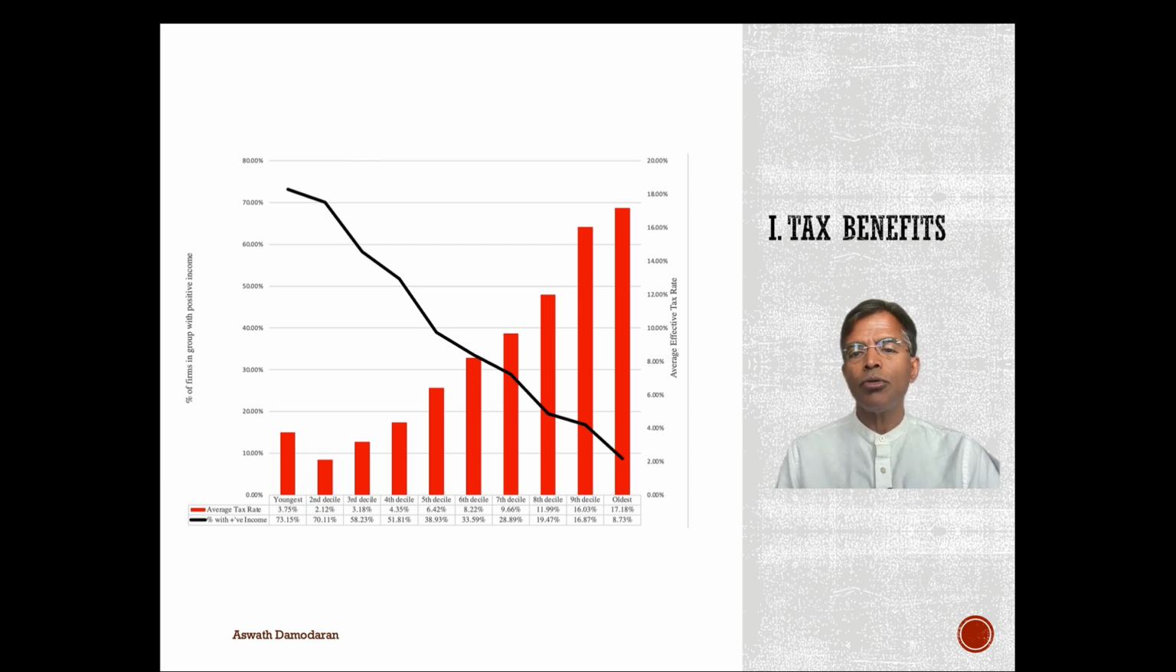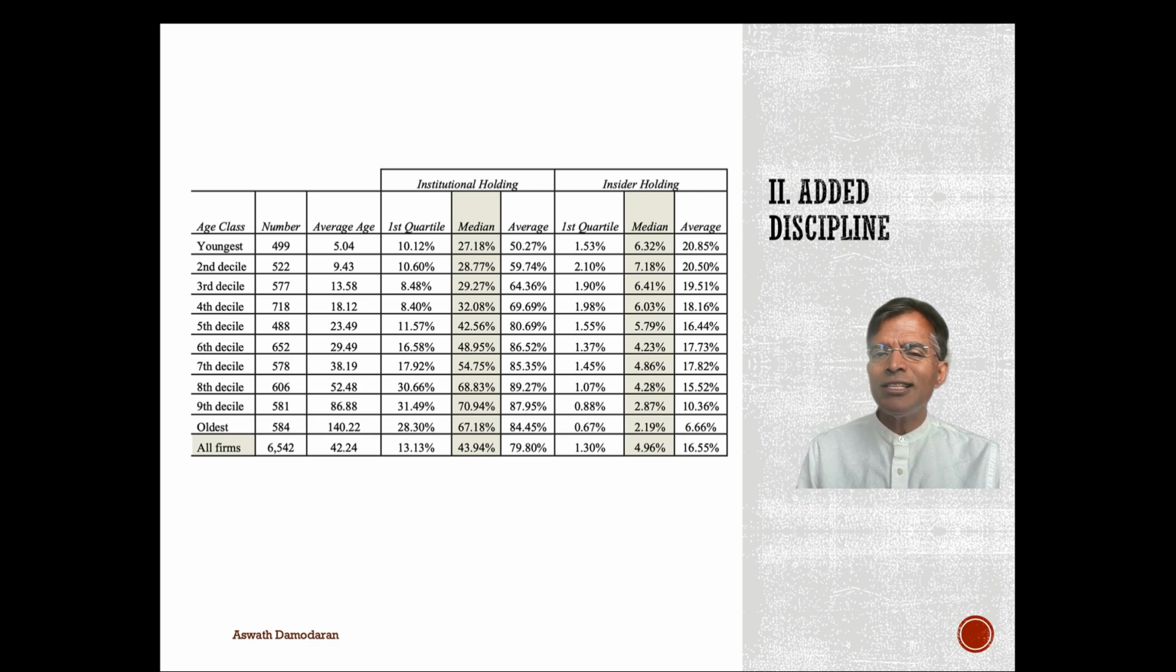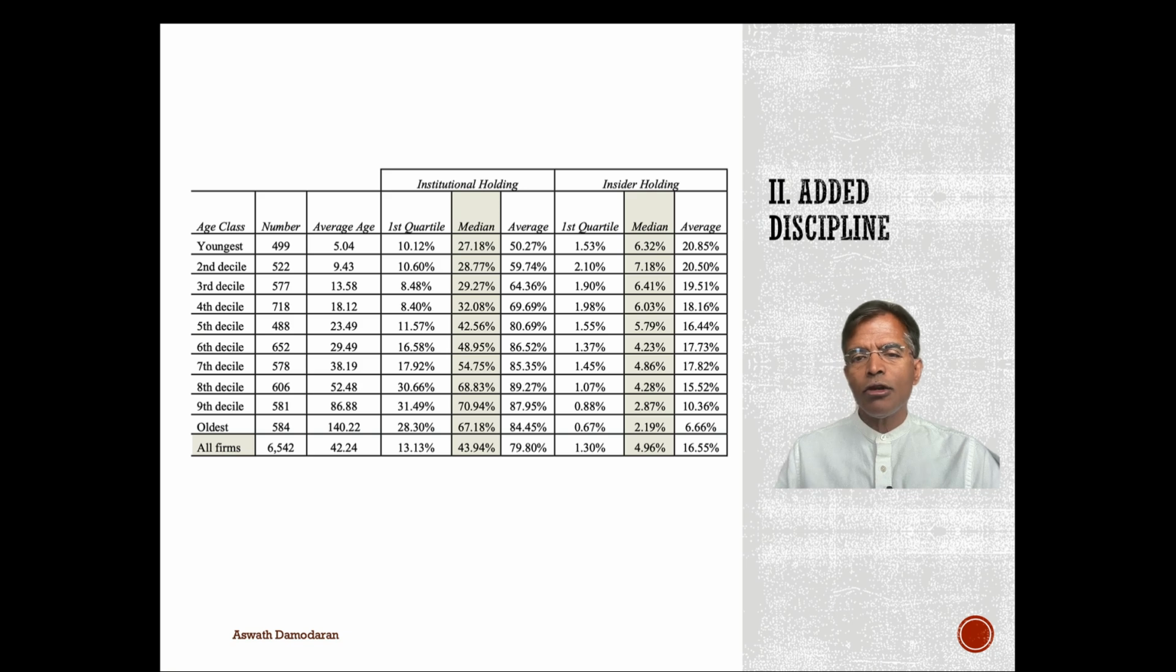Let's move on to added discipline. Remember we talked about what creates the need for discipline: managers with no oversight. But what if you had an insider in the company who's also part of the management team? A CEO owns 15% of the company. You know where I'm going with this, right? If you have an insider who's a big shareholder, who's also part of the management team, you might not need debt to make you more disciplined. So here's what I looked at.